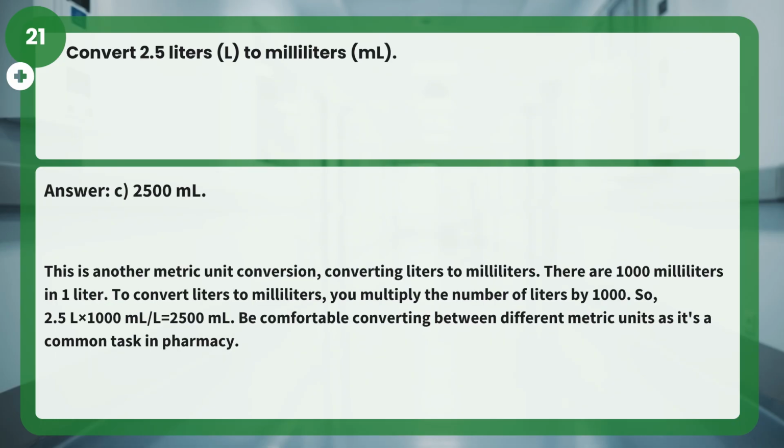Answer C. 2,500 milliliters. This is another metric unit conversion, converting liters to milliliters. There are 1,000 milliliters in 1 liter. To convert liters to milliliters, you multiply the number of liters by 1,000. So, 2.5 L × 1,000 mL/L equals 2,500 mL. Be comfortable converting between different metric units as it's a common task in pharmacy.